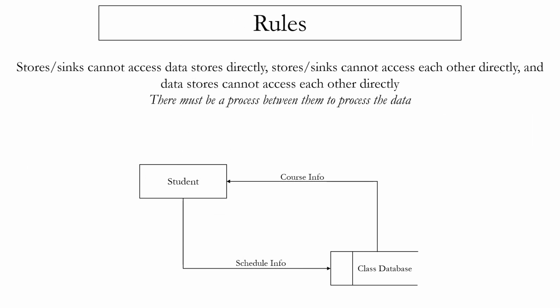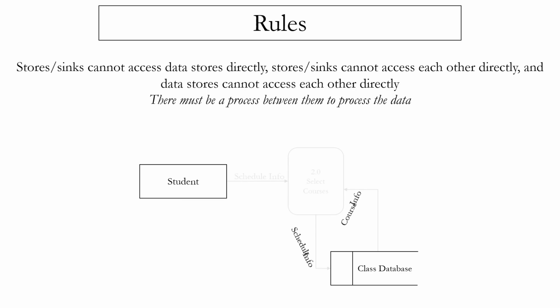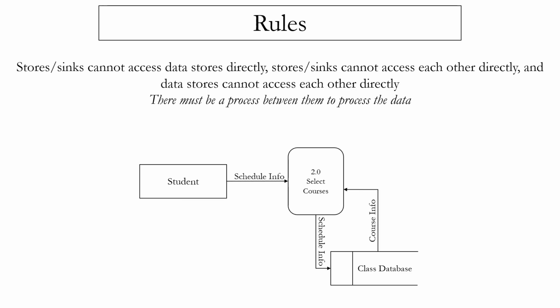There are a few rules in drawing DFDs. For one, sources and sinks cannot directly access data stores, sources and sinks cannot directly access each other, and data stores cannot directly access each other. Sources, sinks, and data stores are basically just holders of data. Processes must take data from place to place. Data cannot spontaneously move from a data store to a sink.